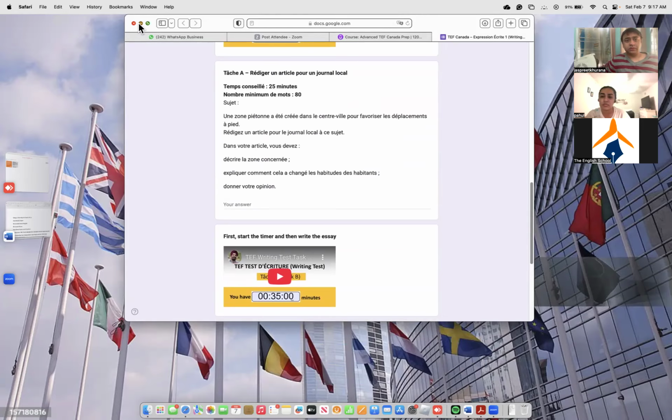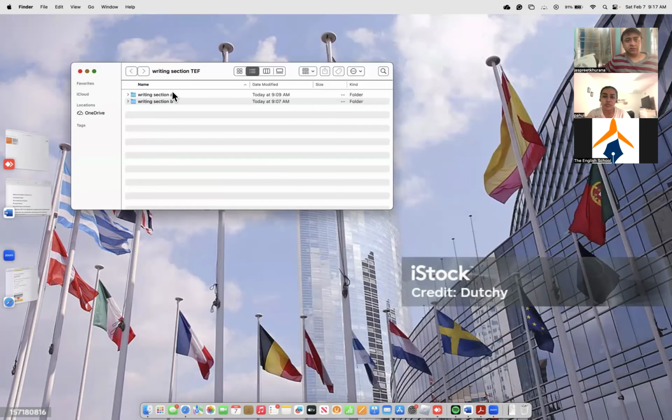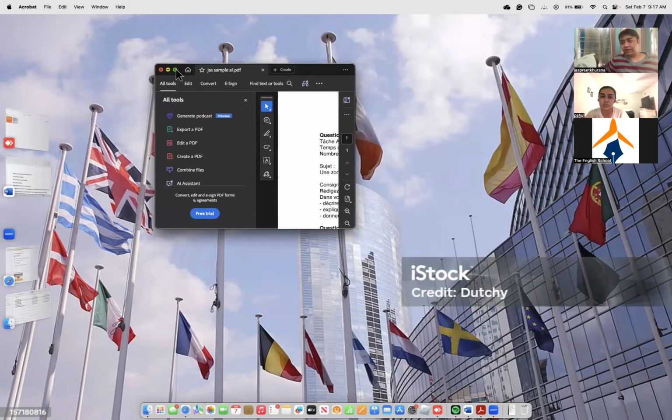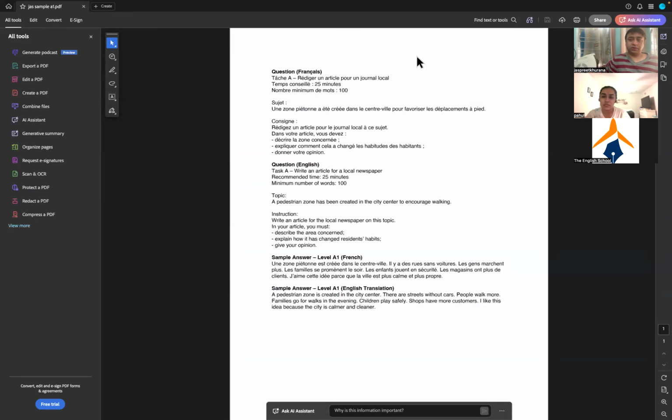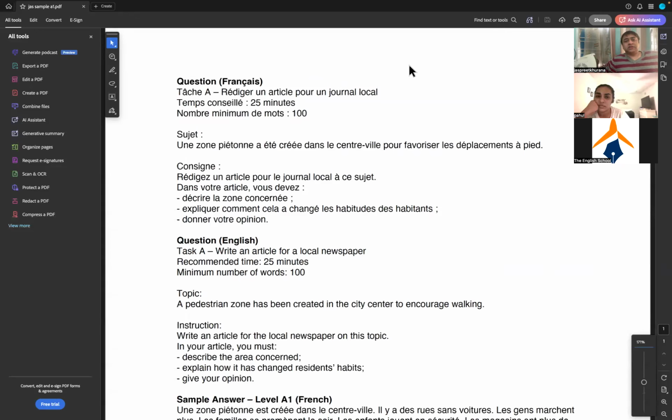First I'll show you how to write the letters, then I will teach you the structure. So they are saying, rédiger un article pour un journal local. There is an article for a local journal or a newspaper, we can say.